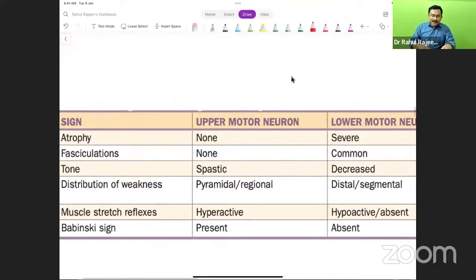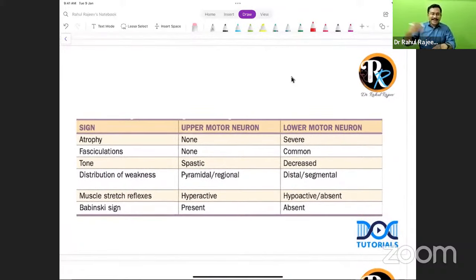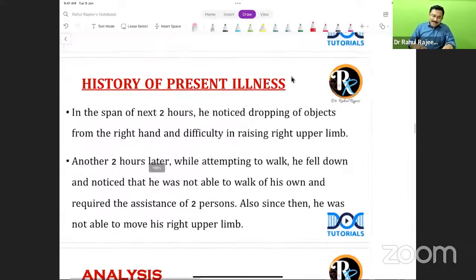Okay, there is one table here. I'm just keeping it reserved. I'll be discussing it when we discuss the examinations in the next class as well. Right. Let's proceed with the history now.